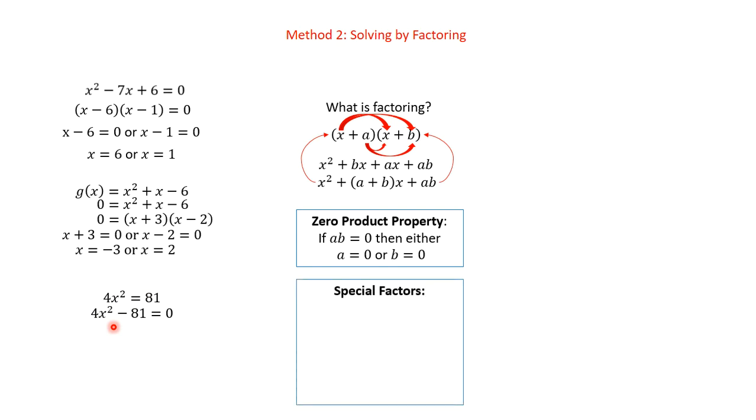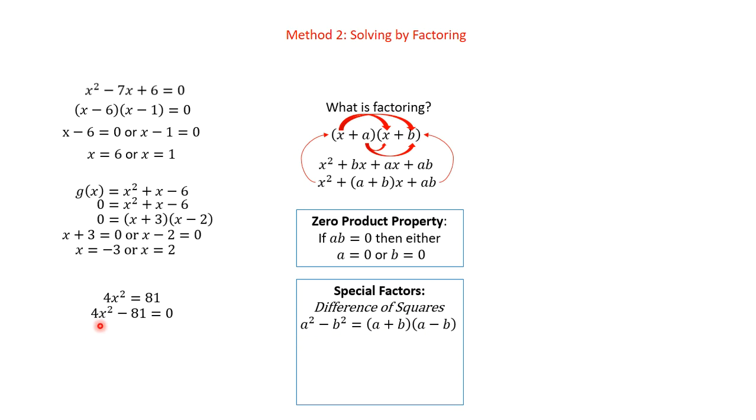And this special factor is called the difference of squares. We have a squared minus b squared. It's going to equal a plus b times a minus b. So the difference of squares, this is an important one. We have a squared minus b squared equals a plus b times a minus b.